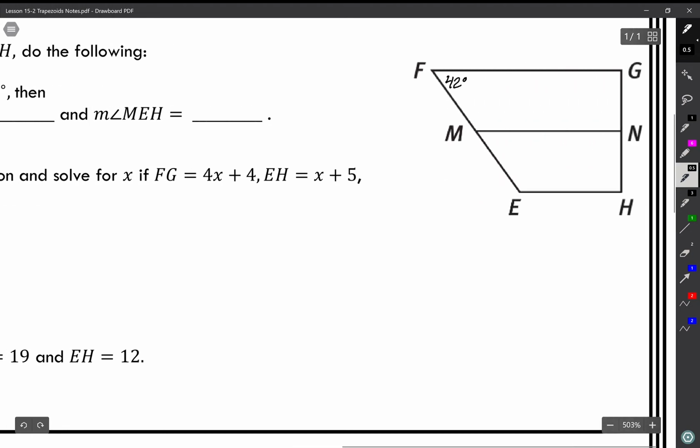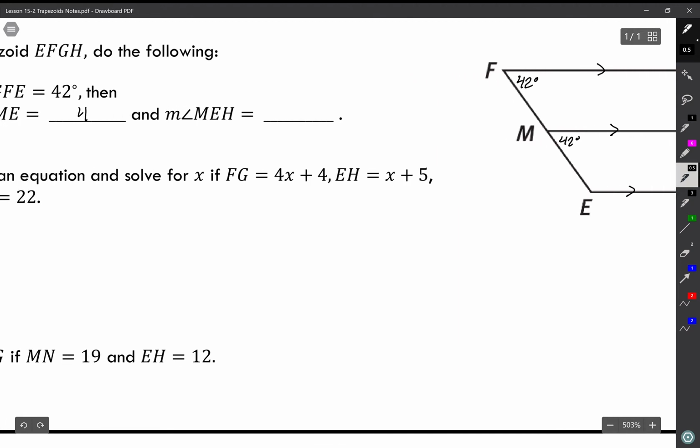Let's find angle NME first. I know that all three of these lines are parallel, so I have two parallel sides cut by a transversal right here. These are corresponding angles, so angle NME will also have to be 42 degrees.